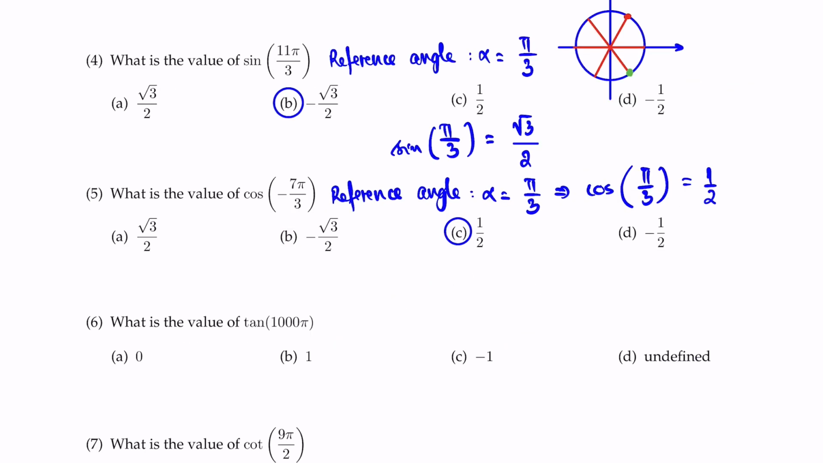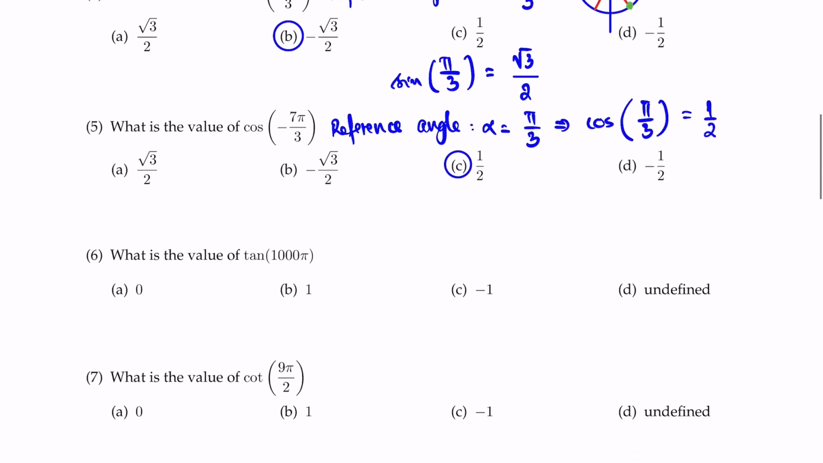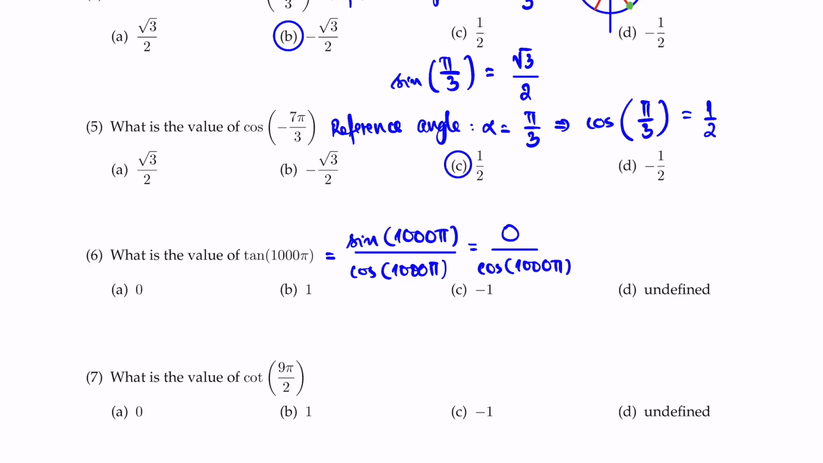Now, for tangent of 1000 pi, how could you get there? So again, let's consider the fractions. Sine of 1000 pi over cosine of 1000 pi. Right. So sine of any multiple of pi should give you 0. So this is 0, and the denominator is cosine of 1000 pi. So this should give me 0 for the answer.